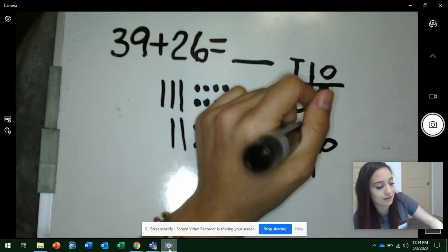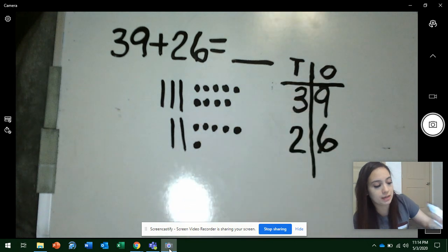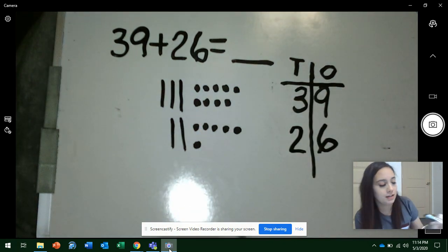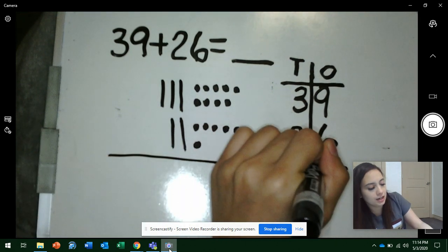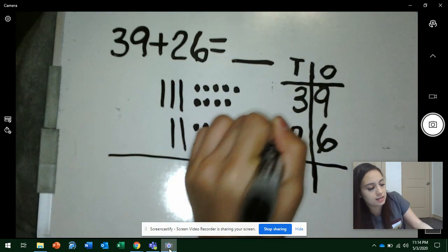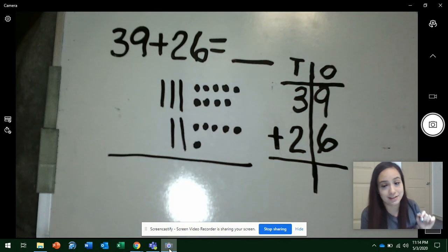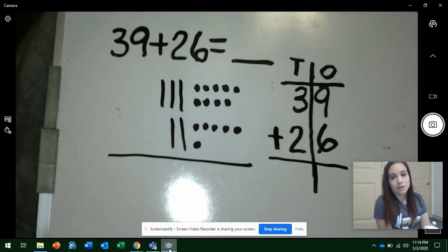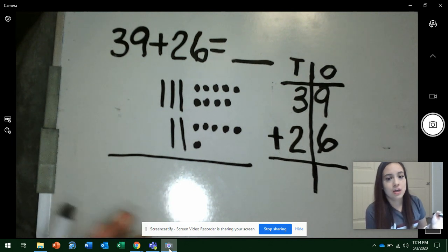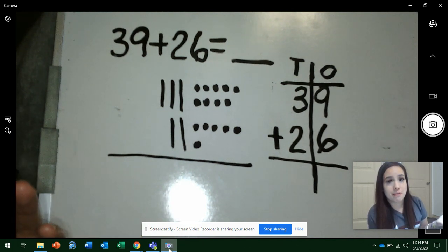Tens place. Very good. So make sure you write it right there. And just like we write a line here, we're going to write a line here and an addition symbol, to show that we're adding. Okay, so our third step was, if you remember from writing, it says, look at your ones.